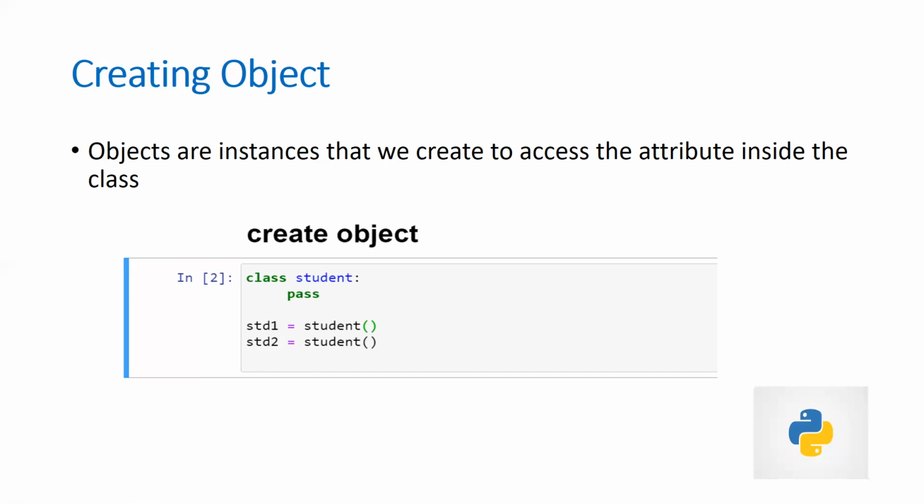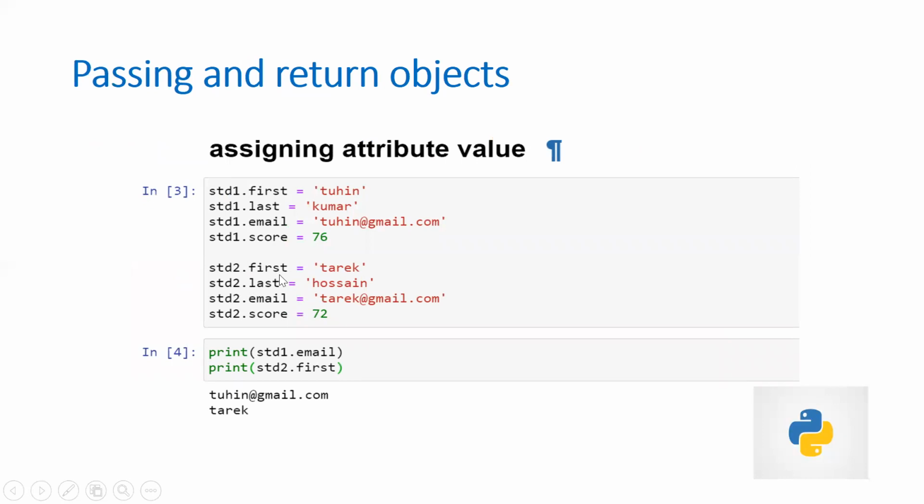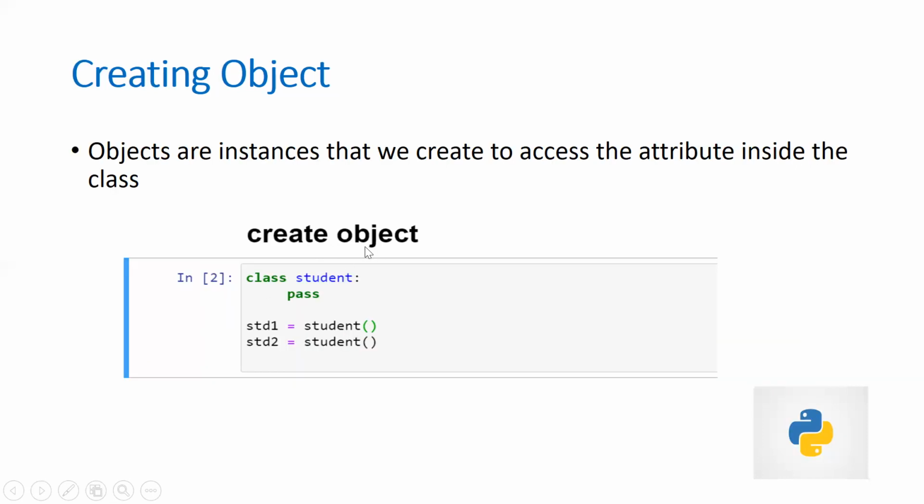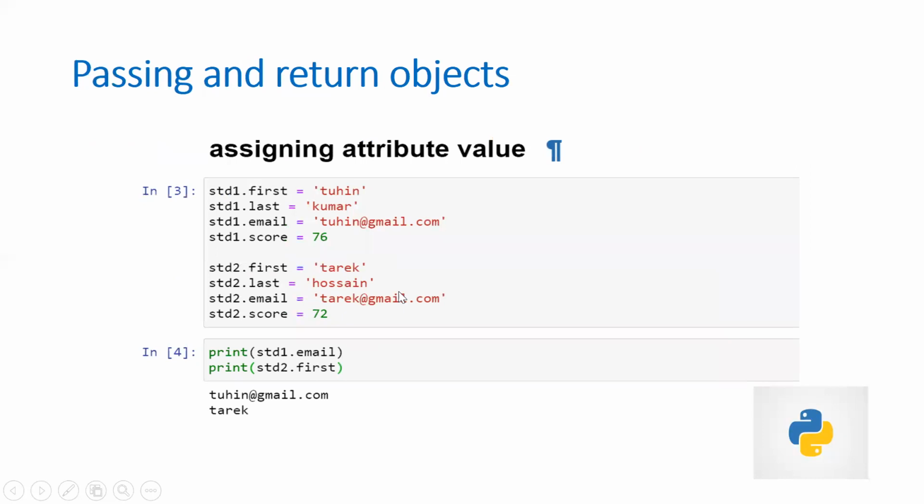Now I am going to create attributes and their values. Assign the value of an attribute, then I will return the object with that value. As I created object std1, I assume that it has some attributes like first name, last name, email, score. These are all attributes of this class. As they are attributes of this class, obviously these attributes can be accessed by these objects too.